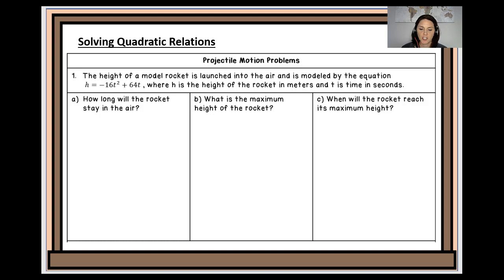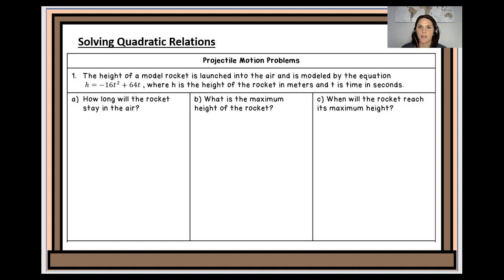The first question we're going to look at: the height of a model rocket launched into the air is modeled by the equation h equals negative 16t squared plus 64t, where h is the height of the rocket in meters and t is time in seconds. Part A, how long will the rocket stay in the air? Part B, what is the maximum height of the rocket? And C, when will the rocket reach its maximum height?